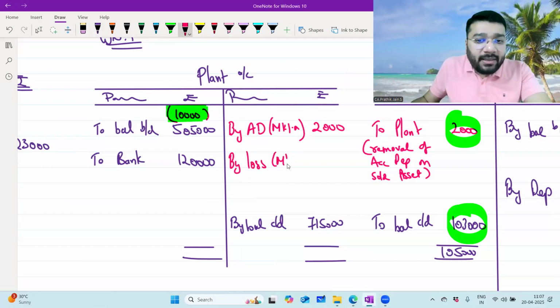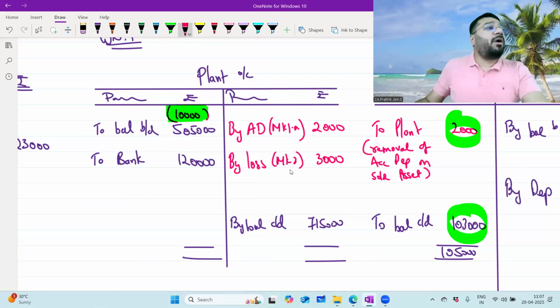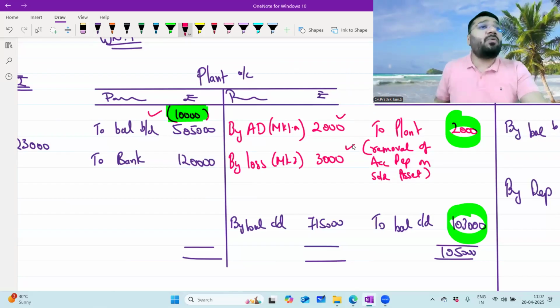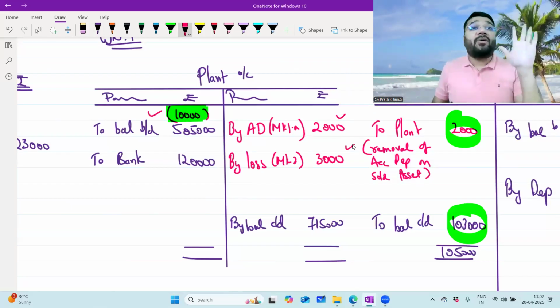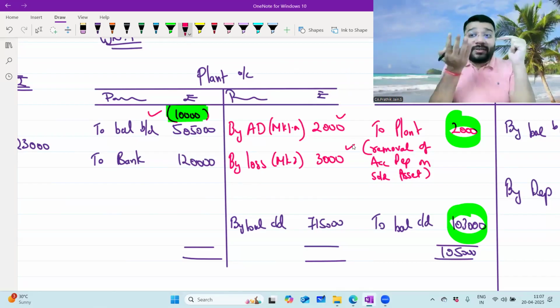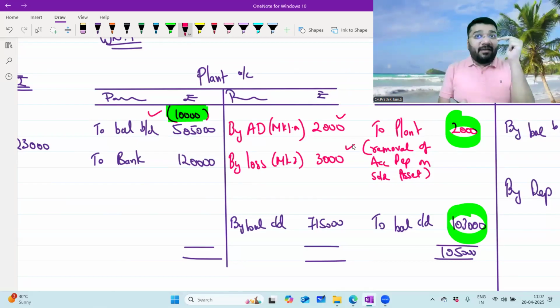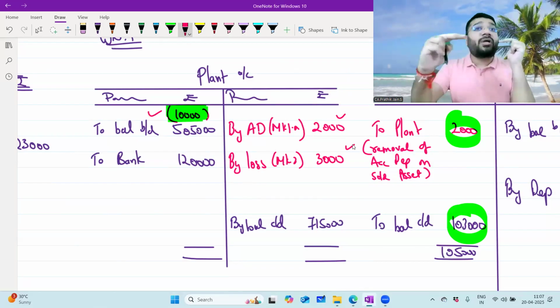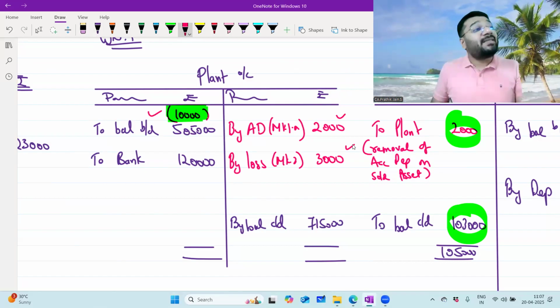By loss. This is entry 2, 3,000. Next is what? By bank. From 10,000, if I minus 2,000 and 3,000, what is the value of the asset in my book? 5,000. This is equal to the money that I'm going to receive now. So debit what comes in? 5,000 is coming in. Credit what goes out? 5,000 worth of asset is going out.